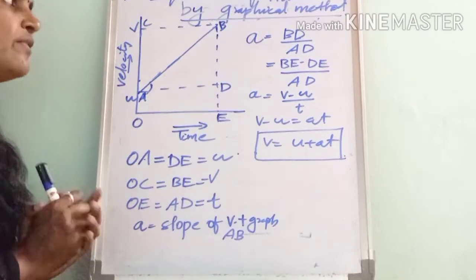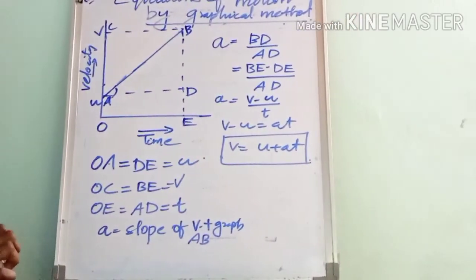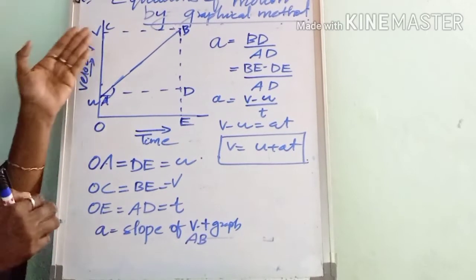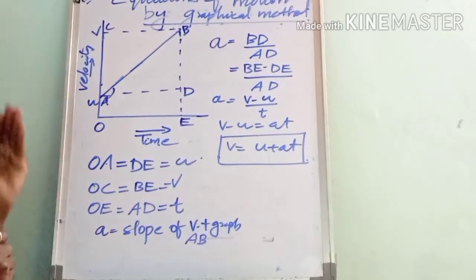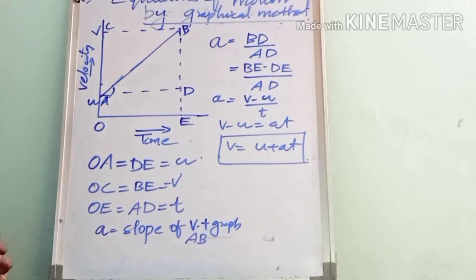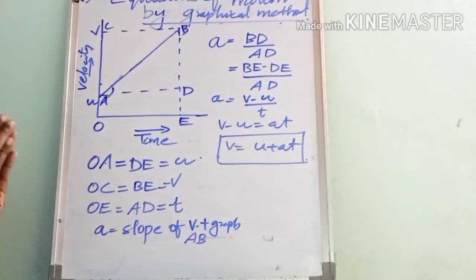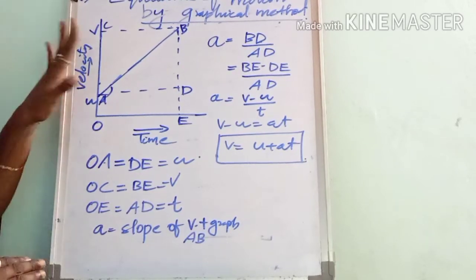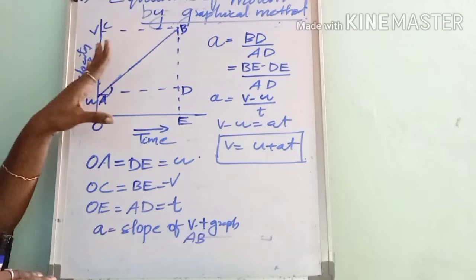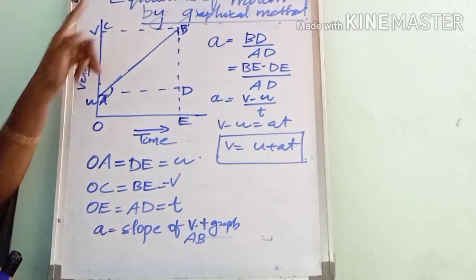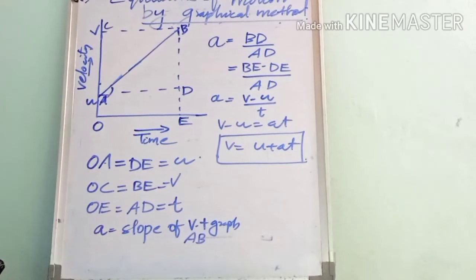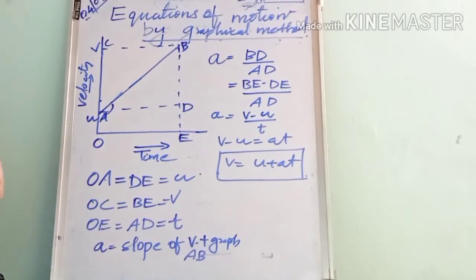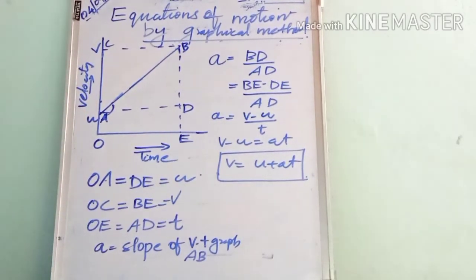So here we are going to derive the equations of motion by using the velocity time graph for uniformly accelerated motion. We have the three equations of motion, and we are going to derive them using the velocity time graph for uniformly accelerated motion. That is why it is called the equations of motion by graphical method.